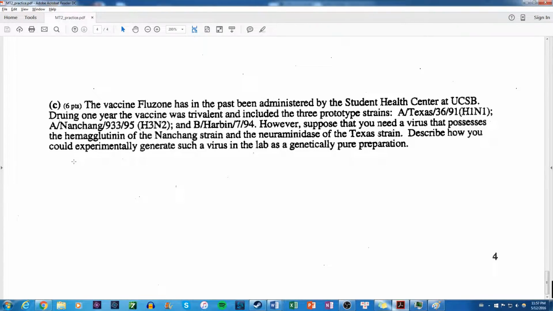And then you do plaque purification. Not too much detail there that I can give you, but essentially you do plaque purification, and the end result is genetically pure recombinant. Okay, so I hope that helps.